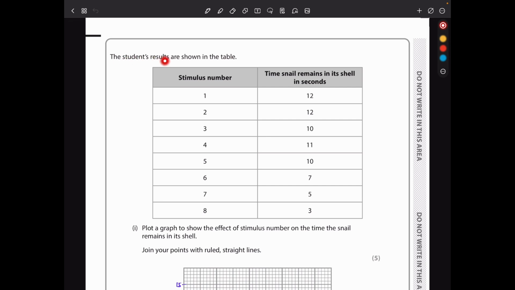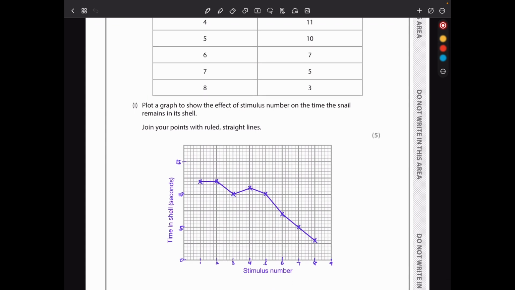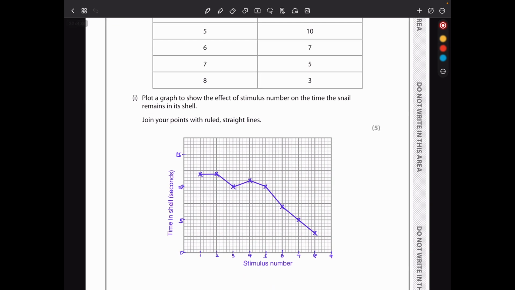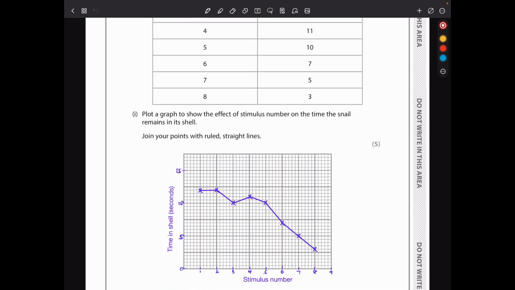So they say the student's results are shown here. You can see as the number of touches increase, the time is going to decrease. Then they say plot the graph to show the effect of stimulus number on the time the snail remains in its shell. Join your points with ruled straight lines. So this is the independent variable which should be on the x-axis, and that is the dependent variable or the result to be on the y-axis.